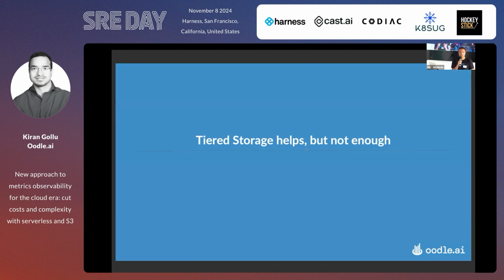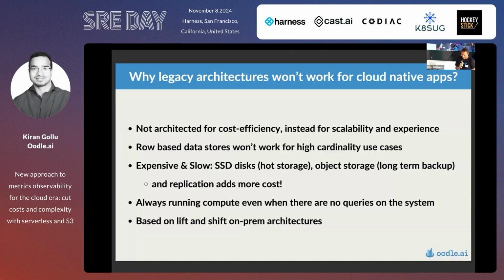And this becomes engineering bandwidth to figure out what rules should I set up and configure. So it does help, but not enough. So why won't legacy architectures work for cloud native workloads? The number one reason is that they're not architected for cost efficiency from day one.